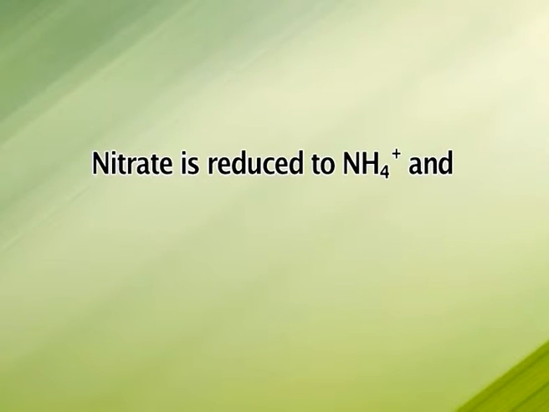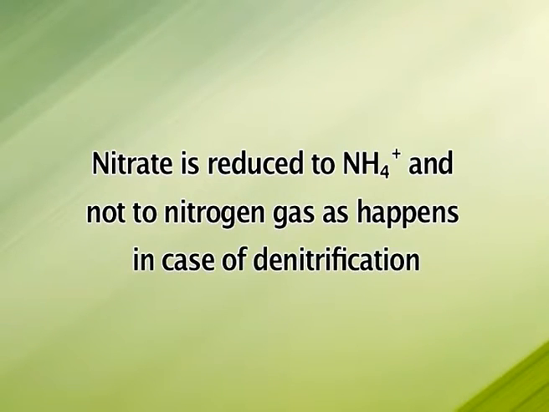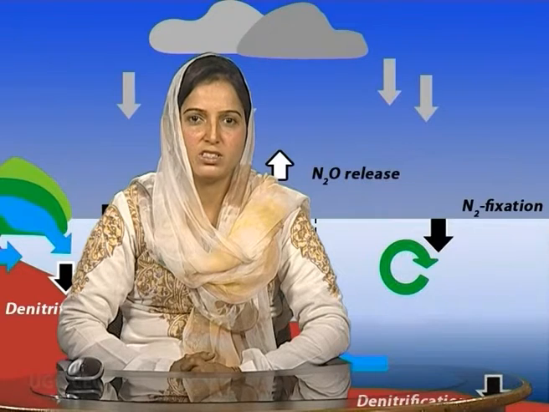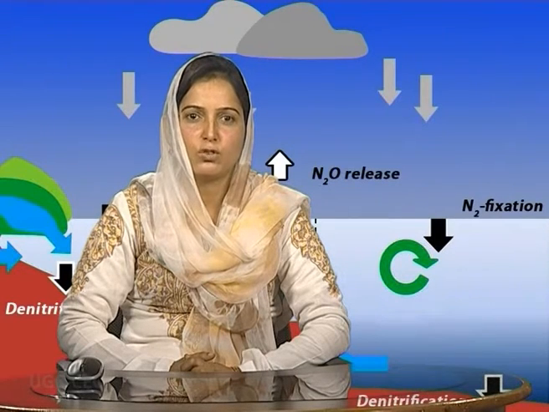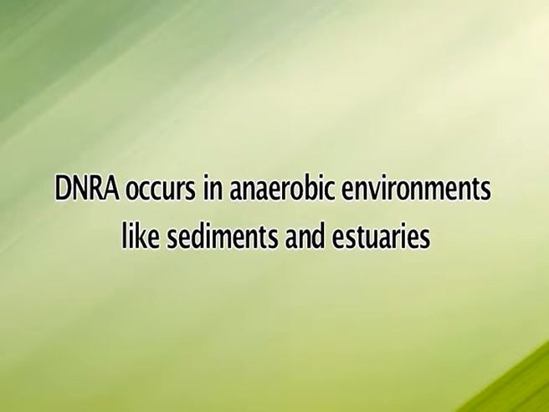During DNRA, nitrate is reduced to NH4 and not to nitrogen gas, as happens in case of denitrification. NH4 is effectively bound by soil clay particles, which prevent its loss from the soil subsystem. DNRA occurs in anaerobic environments like sediments and estuaries. DNRA to ammonia is an effective way to recirculate nitrogen in the system.